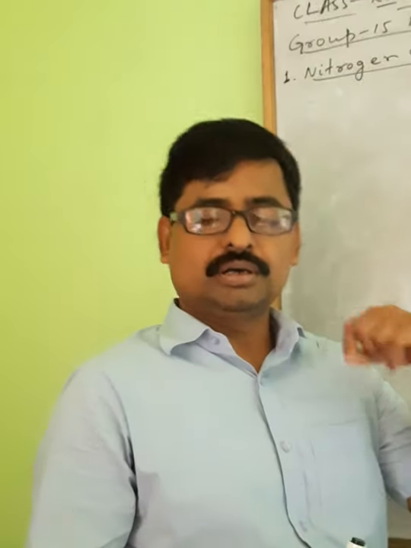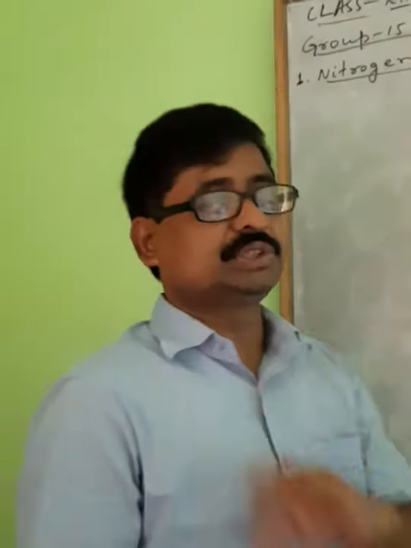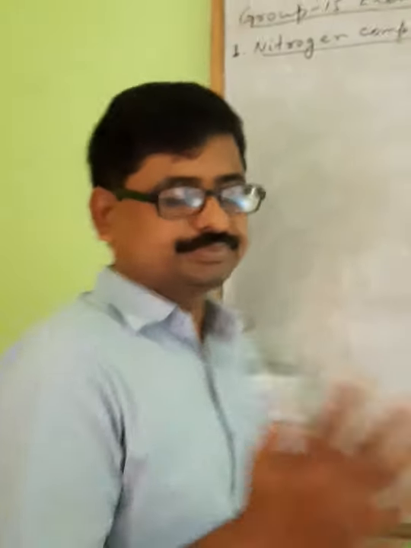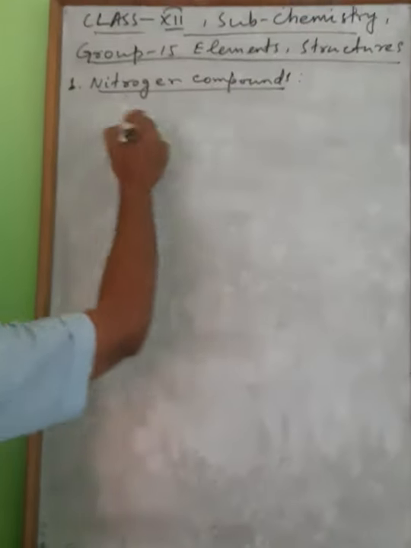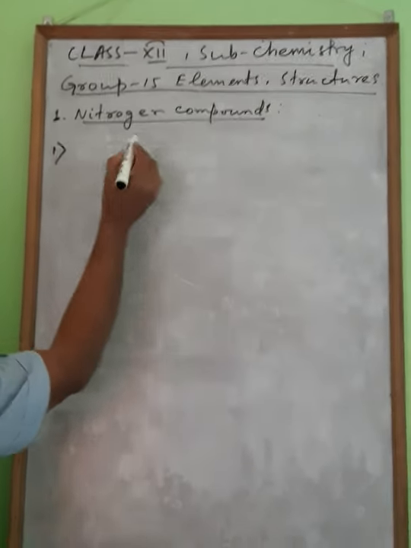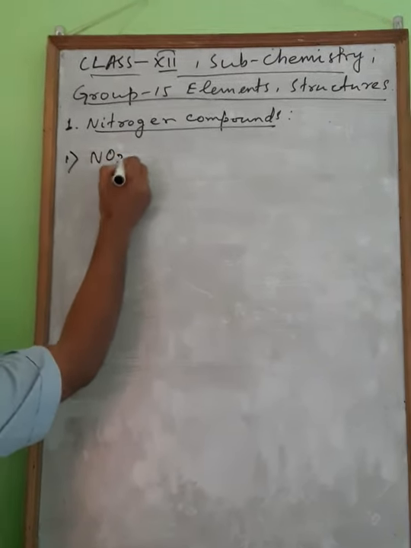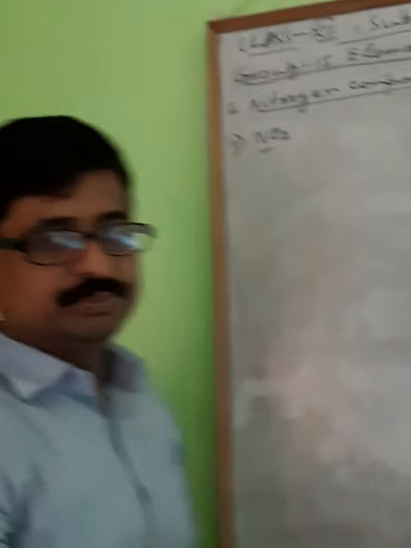CBSE always gives you some structures from these sections, like phosphorus acid, polymetaphosphoric acid, N2O5, like that. So we are going to discuss that. Okay, look at the board. So first, nitrogen compounds. Number one, NO2. What is this? Nitrogen dioxide.